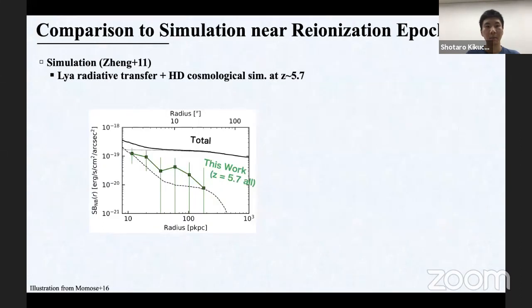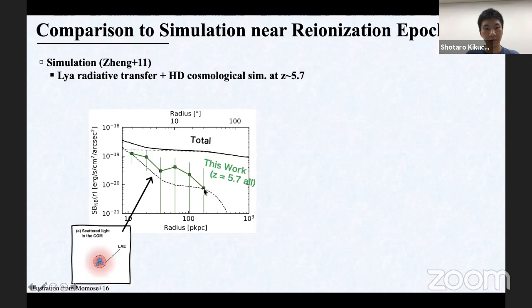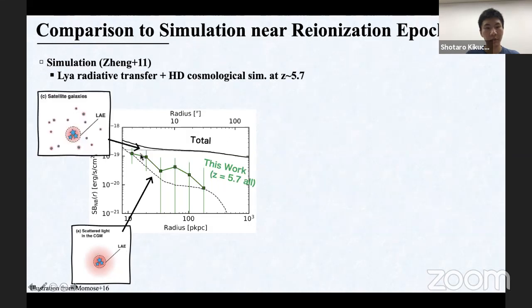The next discussion is a comparison to the simulation at the reionization epoch. In this figure, we plot our result at redshift 5.7 and compare it to the simulation result of Zheng et al. 2011, who carried out Lyman-alpha radiative transfer in a hydrodynamic cosmological simulation at a similar redshift. This dashed line shows the contribution from resonant scattering in the circumgalactic medium, which is illustrated like this. This dotted line shows the contribution from satellite galaxies around the central galaxies, the Lyman-alpha emitters. And this solid black curve shows the sum of these two.